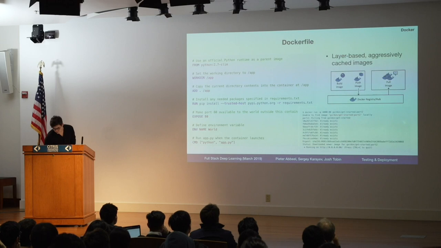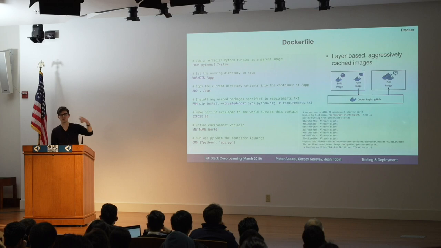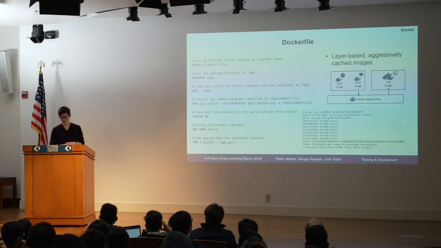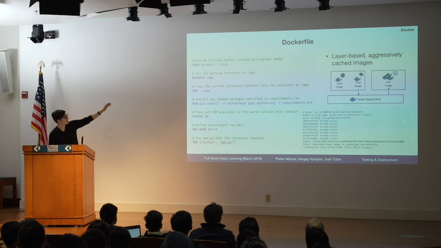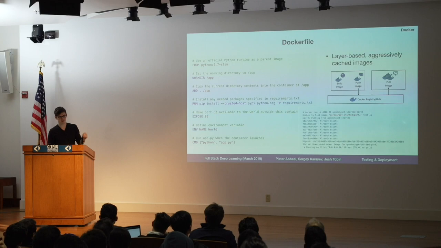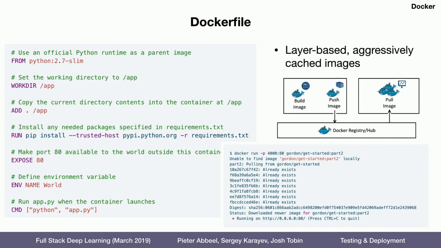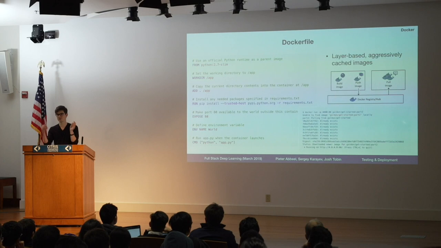Down here, you might see something like, okay, docker run this image. It'll say, unable to find image gordon/get-started locally. I'm going to pull from Docker Hub. I'm going to look for an image called docker/getting-started, and it'll pull, let's say, this Dockerfile right here. And because the Dockerfile specifies essentially other images as layers, it'll say, okay, the first thing I have to do is pull this Python 2.7 slim layer. But first, before pulling it from the internet, I'm going to check my local cache and see if I already have it. And if I already have it, I'll say, already exists, done, I've loaded it.